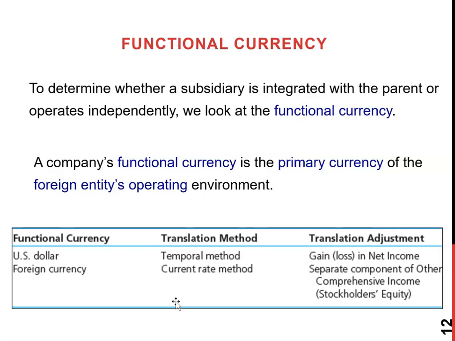Now, where will you show the gain or loss? If you follow the temporal method, you will report that gain or loss on your income statement, which will reflect in your net income number. On the other hand, if you follow the current rate method, the gain or loss will be reported on your balance sheet under the stockholders' equity part, and we label it or show it as other comprehensive income. So this table you have to remember.